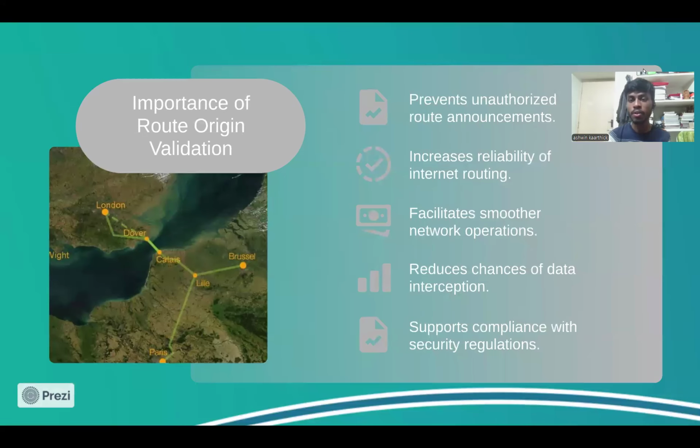So, what is the importance of ROV? It prevents unauthorized route announcements. It also increases the reliability of the internet, which facilitates smoother network operations. It also supports compliance with security regulations, which reduces the chances of data interception.